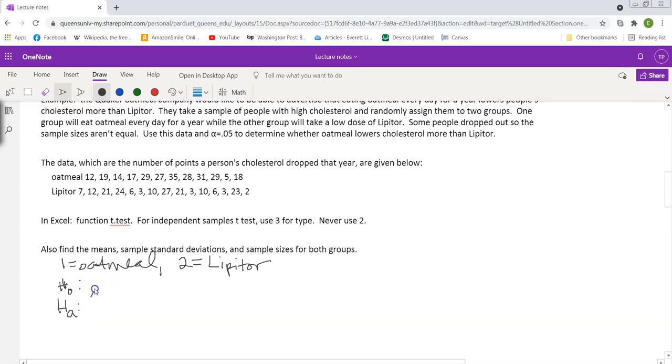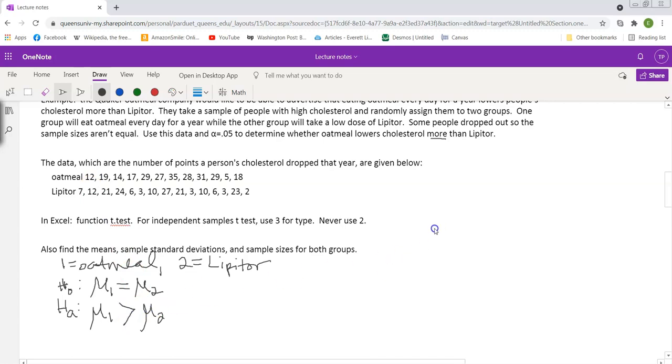So for the null hypothesis, you can always leave that as mu1 equals mu2. And the alternative hypothesis is always going to, well, not always. In this case, we're looking at whether oatmeal lowers cholesterol more, so whether these values for oatmeal are bigger.